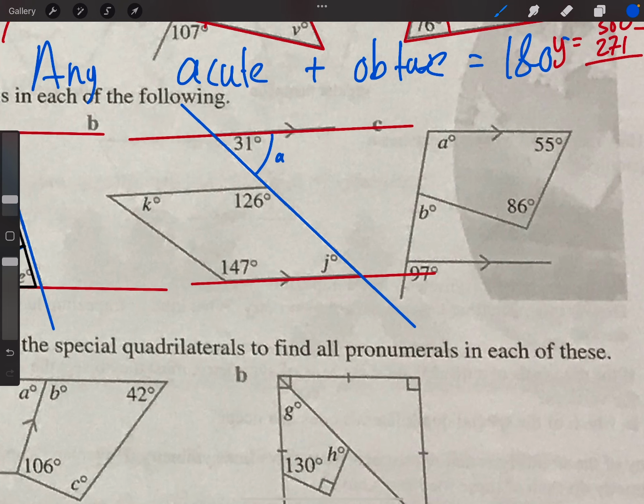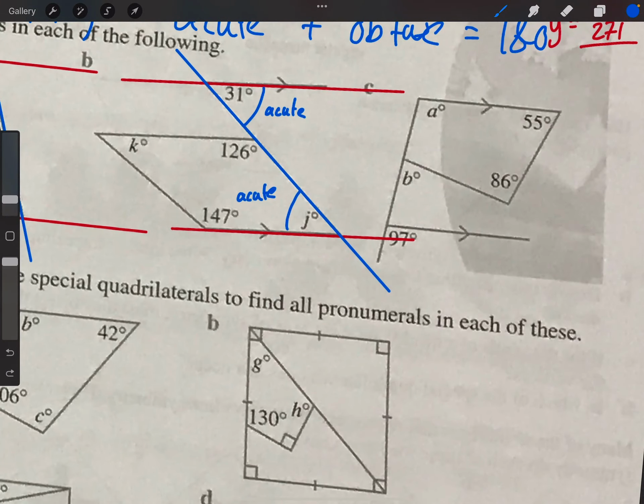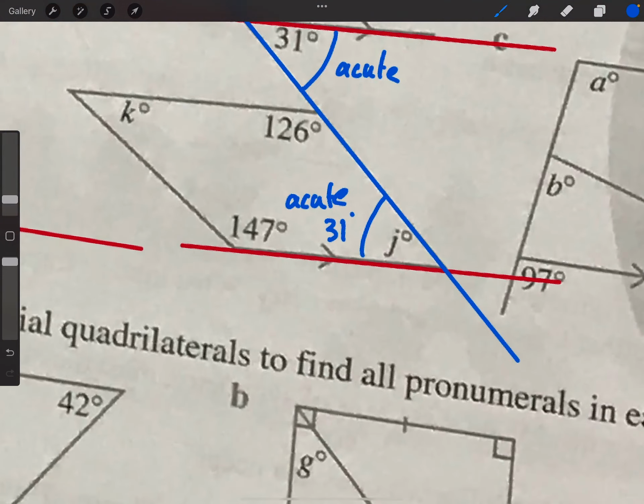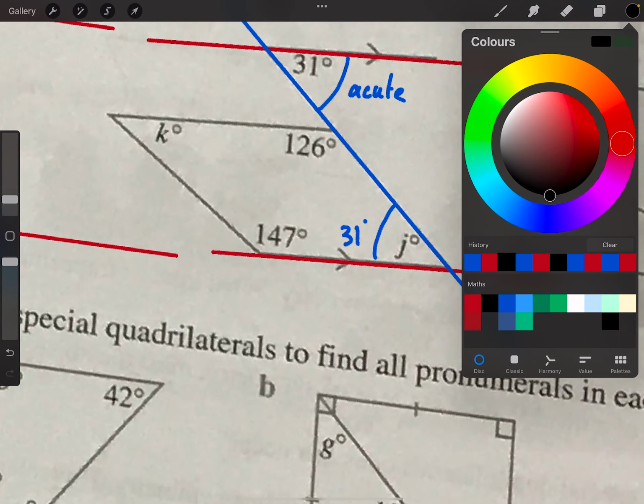It's an acute angle. If that's an acute angle, look at J. J is also an acute angle. And what did I say? I said all acute angles are the same. So, if that's 31, then J must also be 31. You've got two parallel lines and a transversal line. You've got two acute angles, then they're both going to be the same. So now if we know that that's going to be 31 degrees, we can work out this four-sided shape.